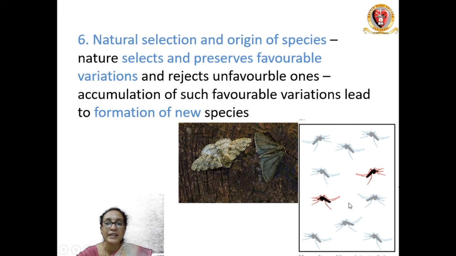He also said that nature selects the organism, and this leads to the origin of species. So the favourable variations, the useful variations are selected by nature. The unfavourable ones, the useless ones, are rejected, and such favourable variations, when they accumulate over a period of time, lead to the formation of new species. I've given you photographs here of moth, Biston betularia, which we'll come to later, and mosquitoes which were resistant to DDT.